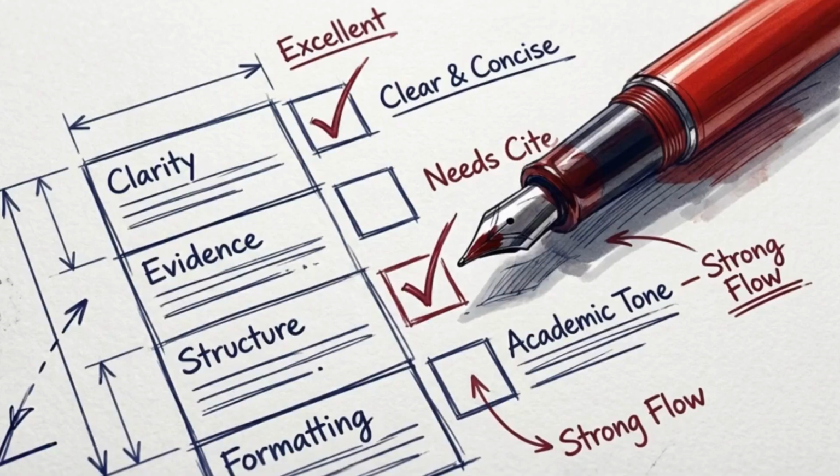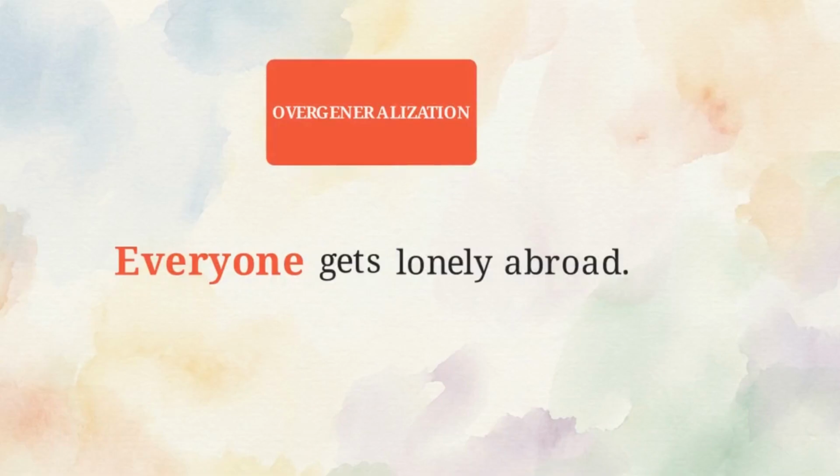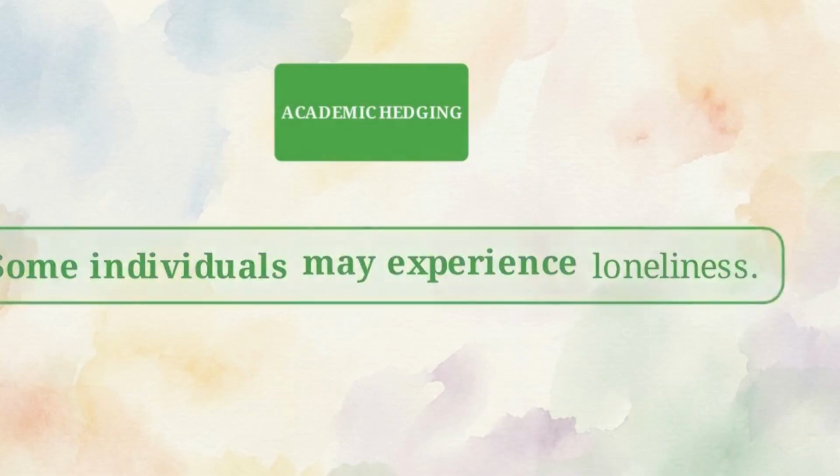While the TEAL structure guarantees coherence, achieving a top score requires an academic, objective tone. The first obstacle is the generalization trap. IELTS examiners penalize sweeping, absolute statements because they lack nuance. If you write, "Everyone gets lonely abroad," you are making an unprovable claim. We fix this by hedging. Some individuals may experience loneliness.